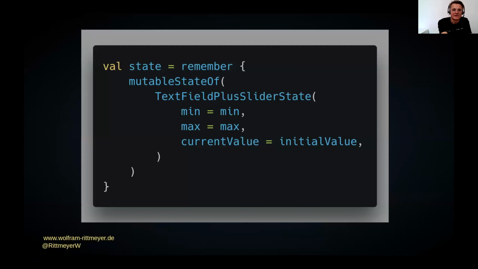So let's see, for example, for my text field plus slider, I have a data class text field plus slider state, and whenever something in here changes, then the text field plus slider has to be redrawn. And this, together with the compiler magic, is done by this syntax.